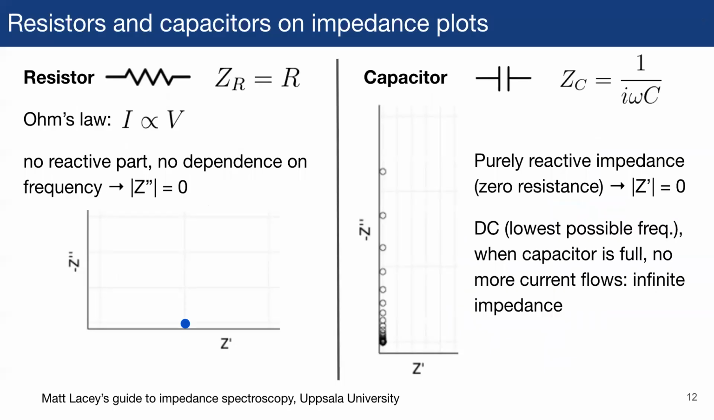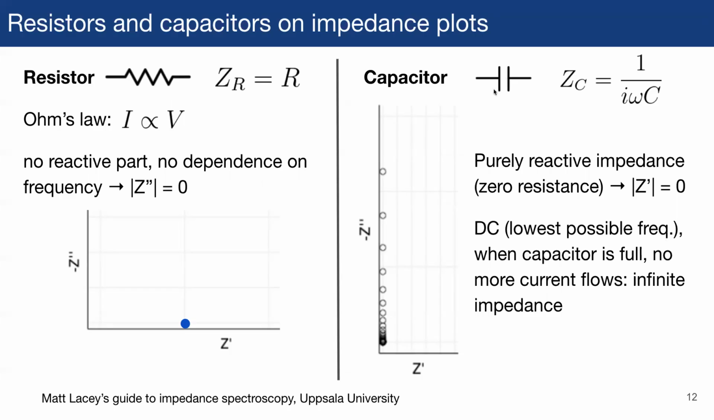A resistor on a Nyquist plot is super simple because it always has the same resistance and it has no reactive component, right? So it's just going to have a zero value of the reactive component, and whatever the resistance is will be our real component of the resistor. So Z sub R equals just the resistance.